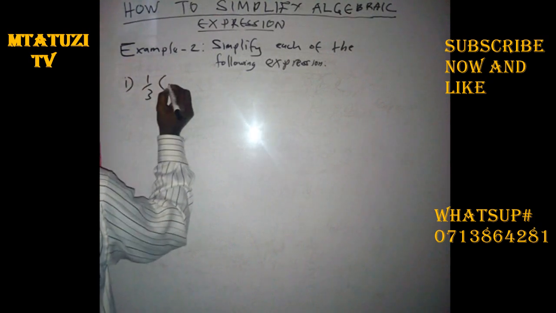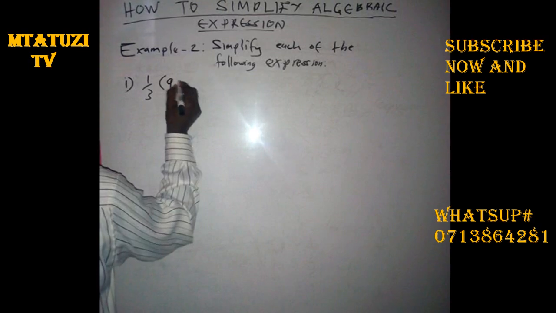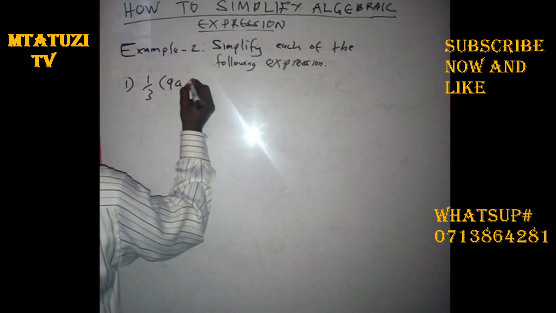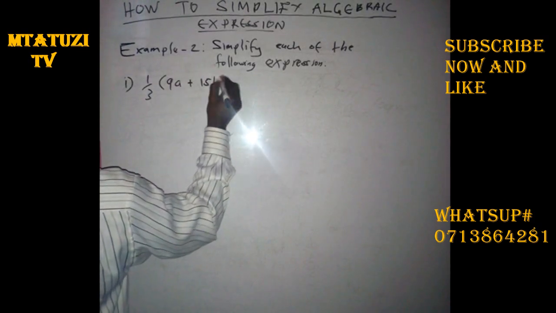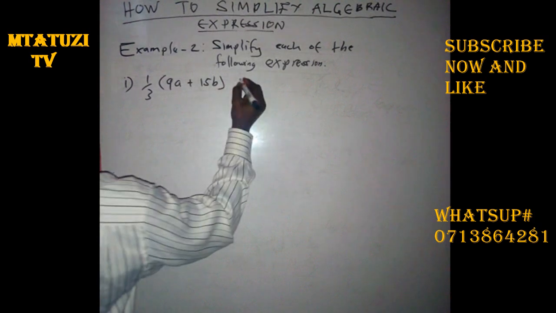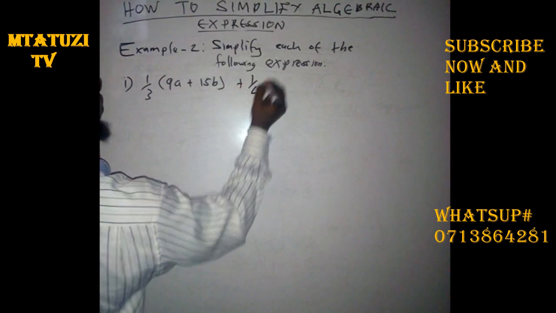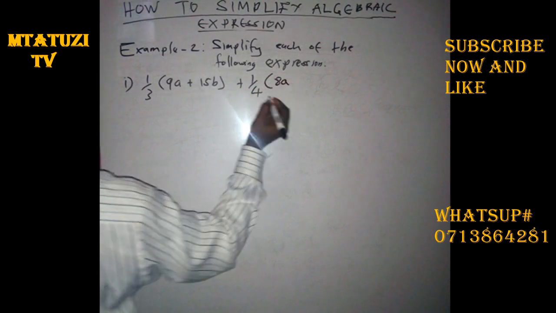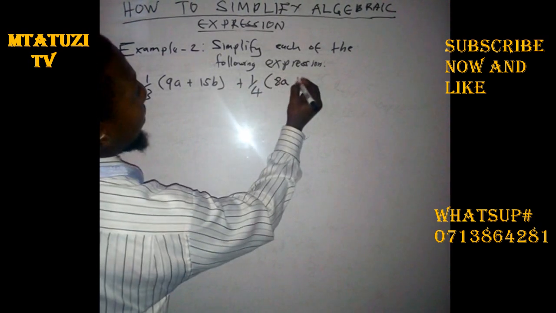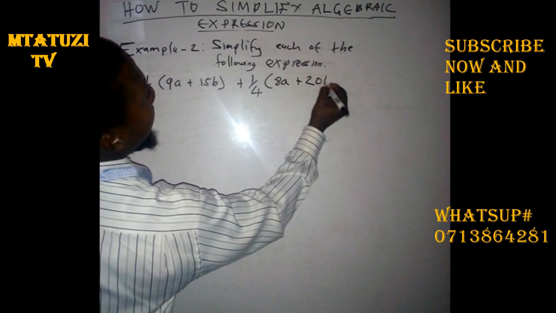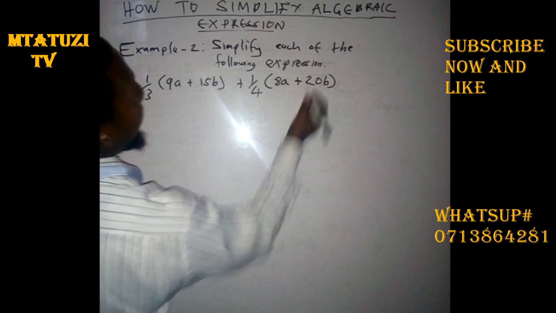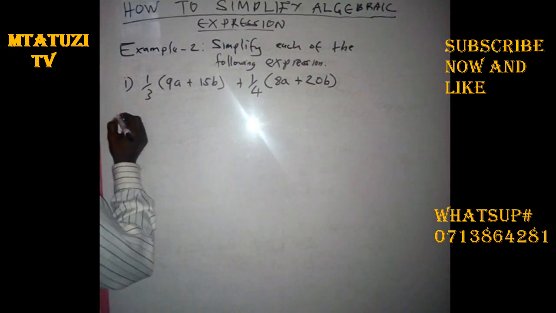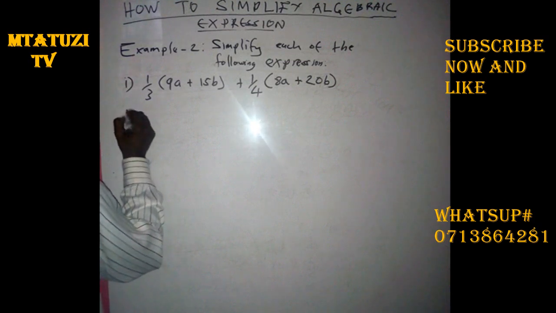1/3 in bracket 9a plus 15b, plus 1/4 in bracket 8a plus 20b. This is question number 1, example question number 1.